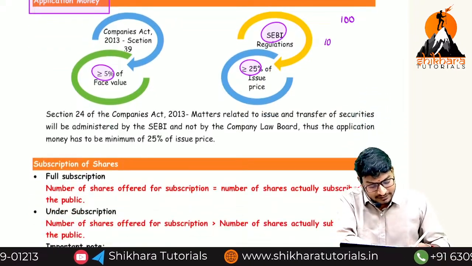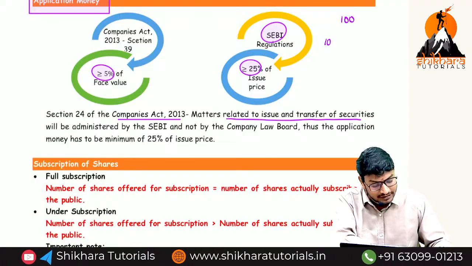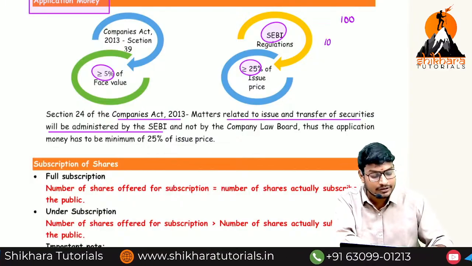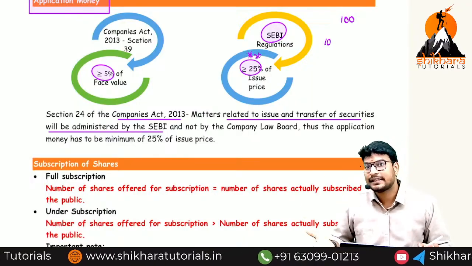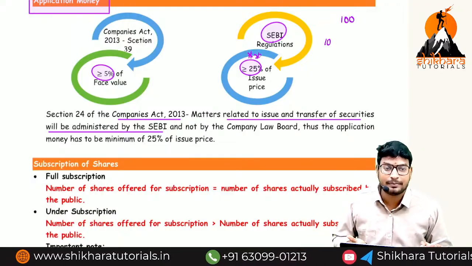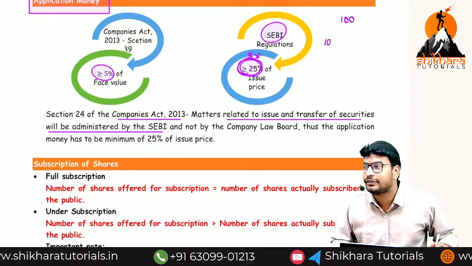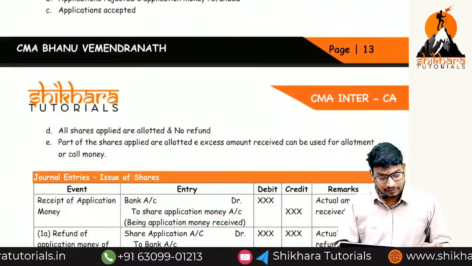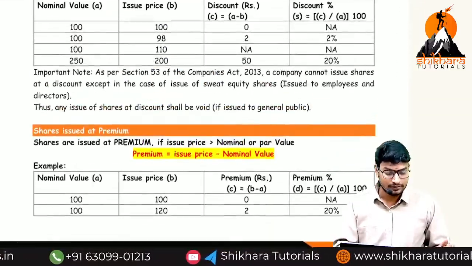But as per Section 27 of the Companies Act, matters related to the issue and transfer of securities will be administered by whom? SEBI. So which rule do we ultimately have to follow? 25% only. Even though the Companies Act gave 5%, we have to follow the SEBI principle. So finally the application money should be more than or equal to 25% of the face value. Next, you know all the things and you know the entries. So these are the cases we have discussed till now.